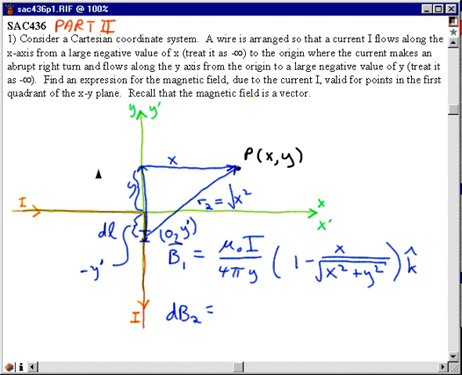So the total vertical distance, total distance along the y-axis, the component of this R2 vector that is along the y-axis in magnitude is going to be y plus the negative y prime, or y minus y prime. And so the R2 in magnitude is going to be the square root of x squared plus y minus y prime, all squared.